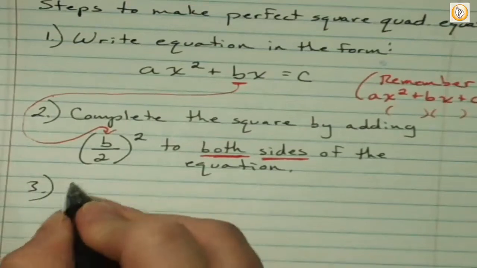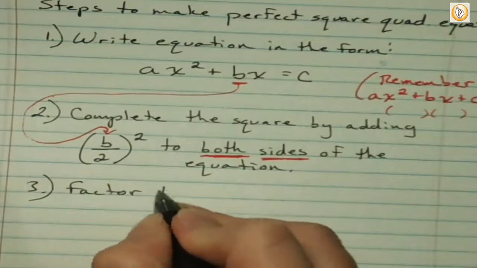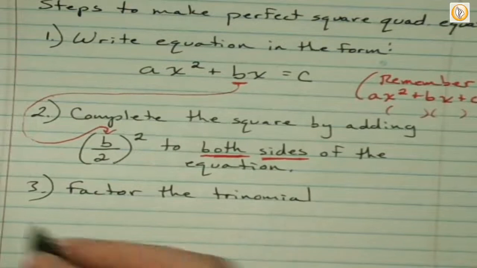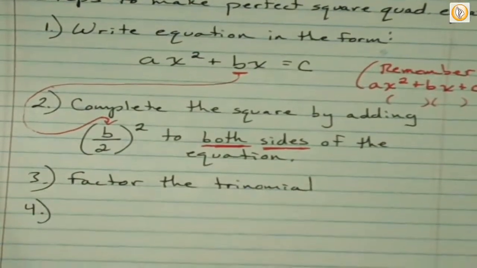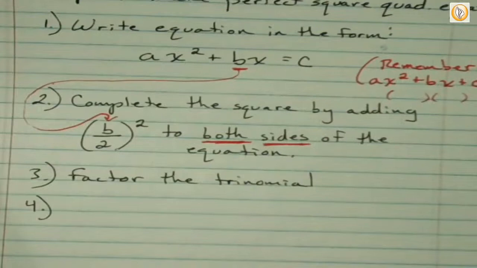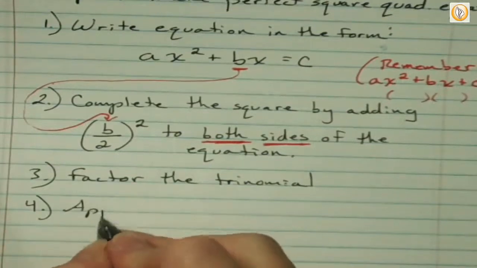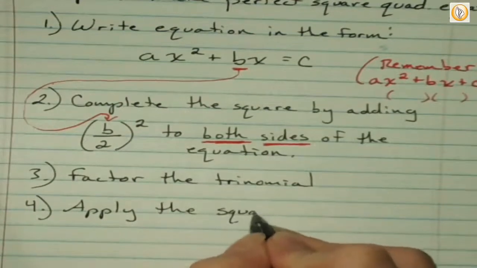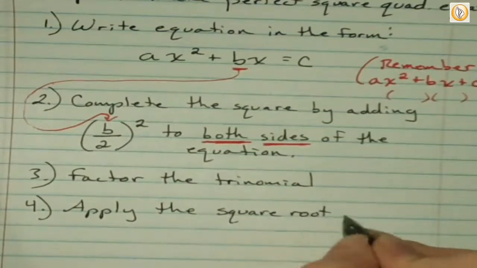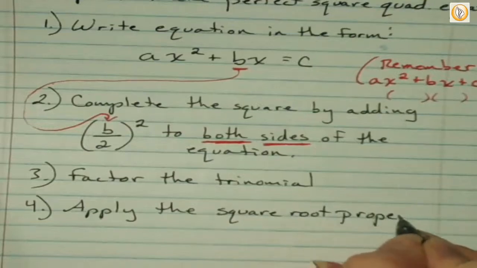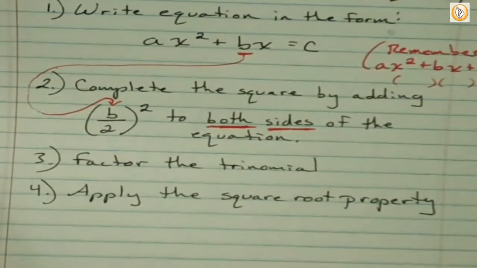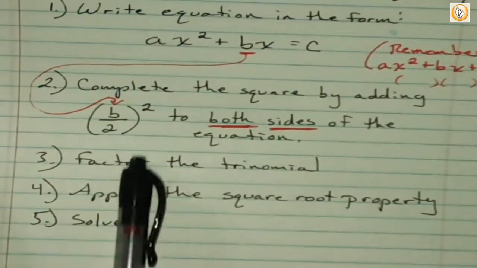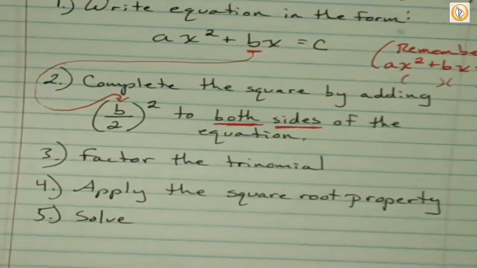Step 3, you're going to factor the trinomial. Step 4, apply the square root property. And y'all been doing that. And then, of course, step 5, solve. Yeah, because, I mean, this is crazy. Who thought about that? So that's impressive.